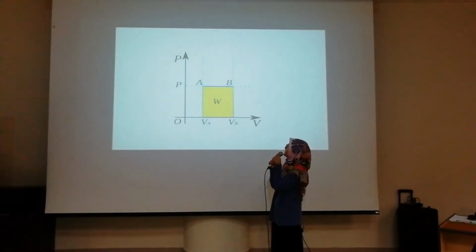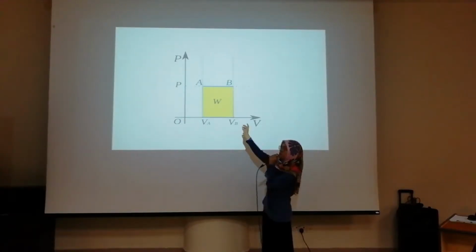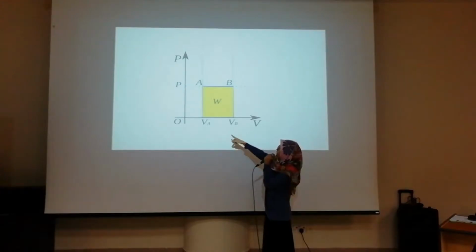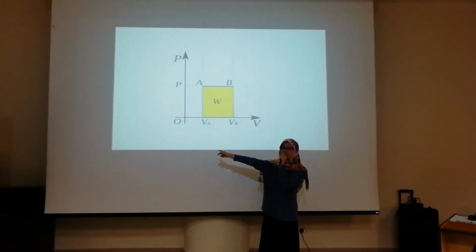This is the PV diagram. As you can see, the pressure remains constant, but the volume has two values, VA and VB. To find the change in volume, you subtract VB minus VA.